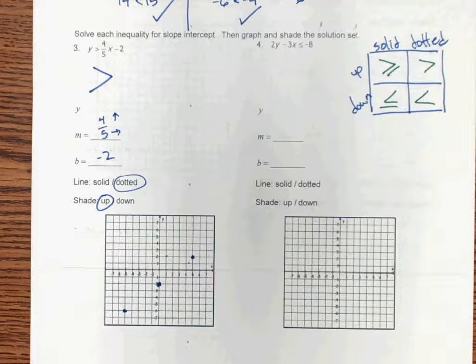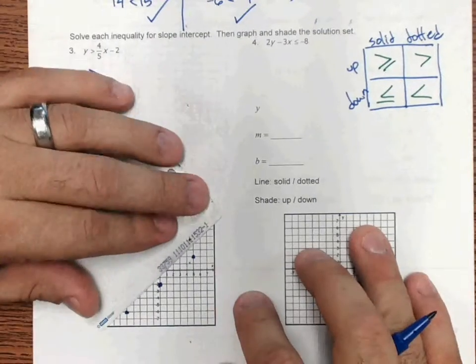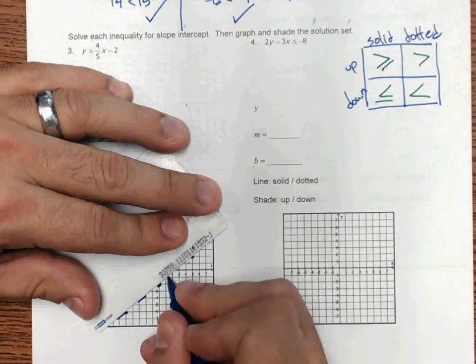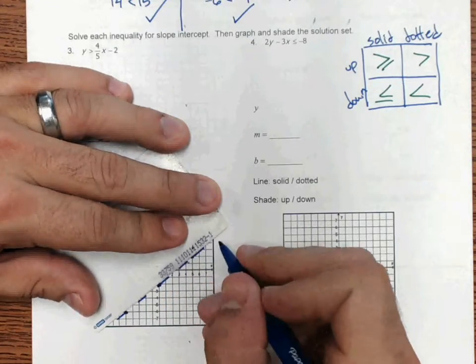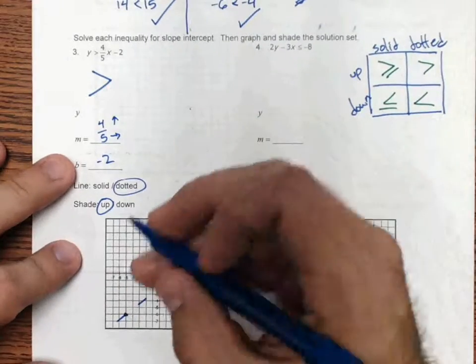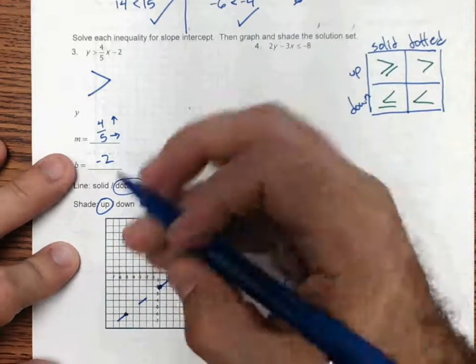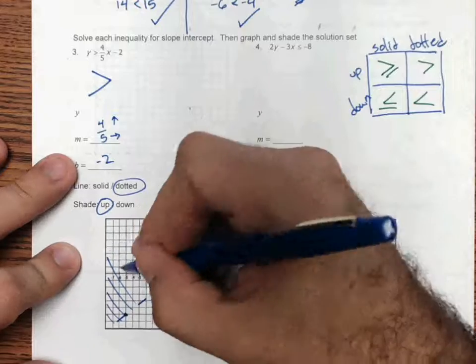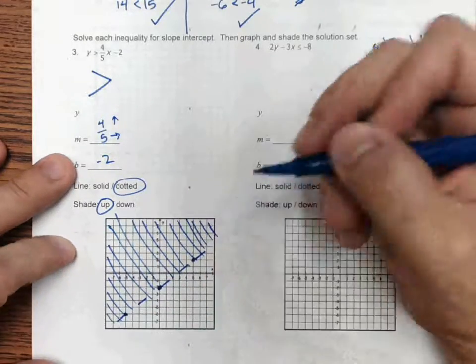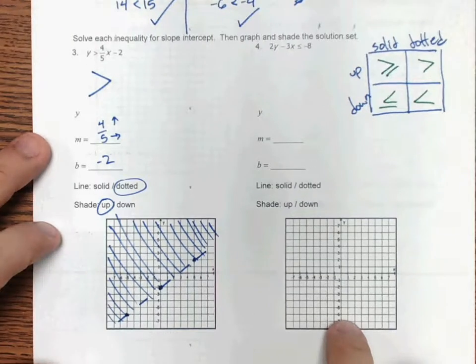Not the easiest task, but I'm going to go ahead and do it anyway. So here's my line. It needs to be dotted. So there's my dotted line. Okay, and up is above, so that's going to be this direction. That is my solution set for this problem.